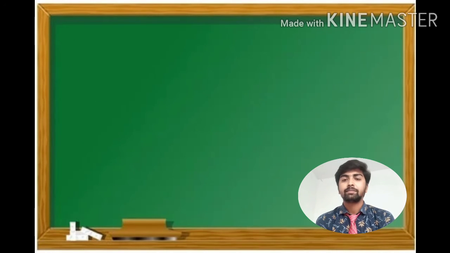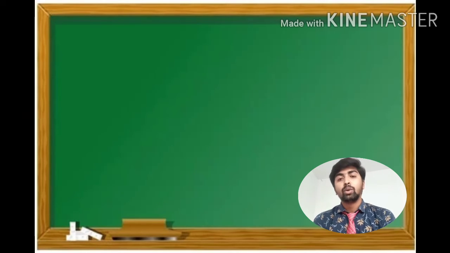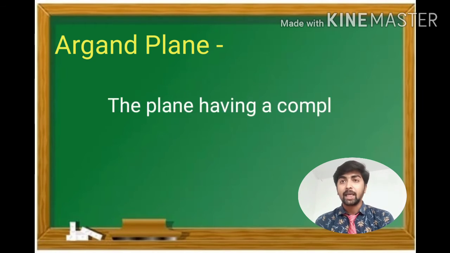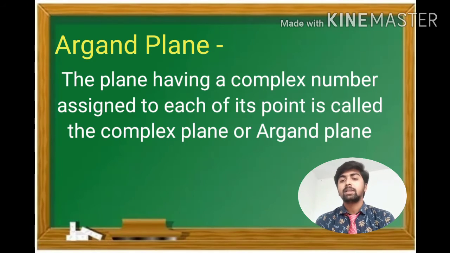Students, let us know what is actually Argand plane. First of all, we will discuss its definition. Definition of Argand plane: the plane having a complex number assigned to each of its point is called the complex plane or Argand plane. Once again, the plane having a complex number assigned to each of its point is called the complex plane or Argand plane.